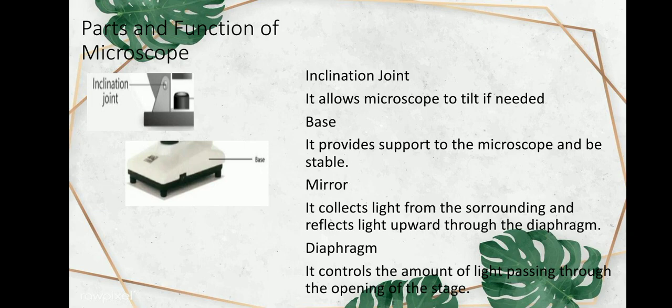Mirror. It collects light from the surroundings and reflects light upward through the diaphragm. We need to put light on the specimen so that we can see it clearly. That is why other microscopes use a bulb to supply the light on the specimen. Diaphragm. It controls the amount of light passing through the opening of the stage.